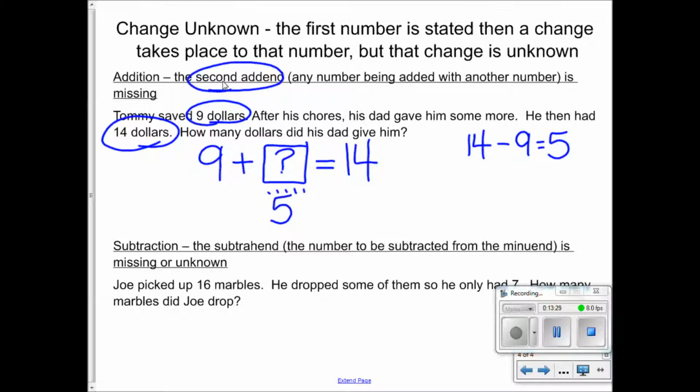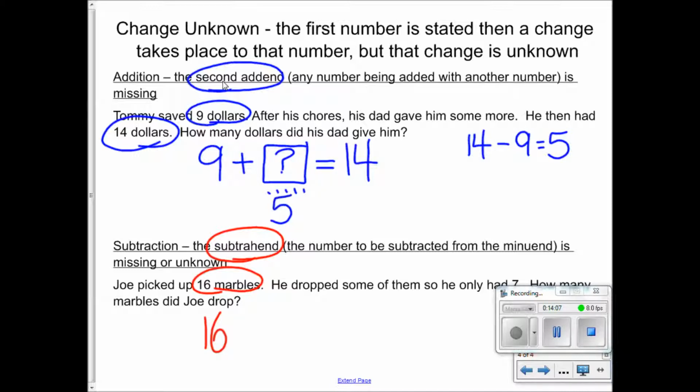Subtraction is going to be the same thing, except this time it's called the subtrahend. The minuend minus the subtrahend equals the difference. The subtrahend, the number that's to be subtracted from the minuend, is missing. So Joe picked up 16 marbles. Do we know how many to start out with? 16. There we go. We've got 16 marbles. Guys, these are a little story. Make sure you're seeing that in your head. He dropped some of them. How many did he drop? We don't know.